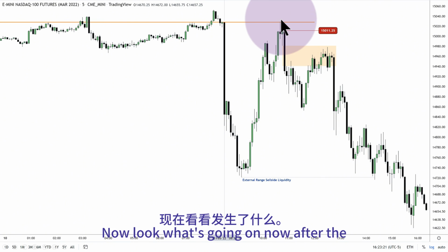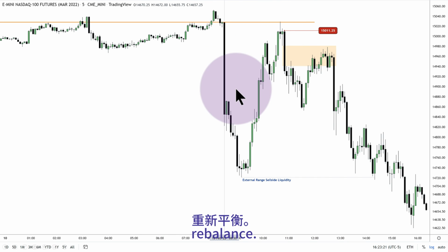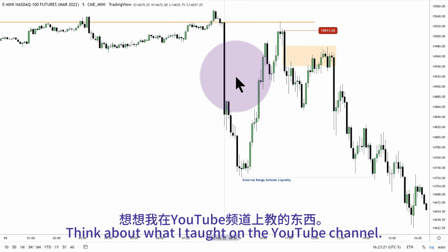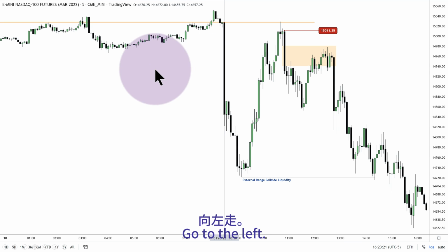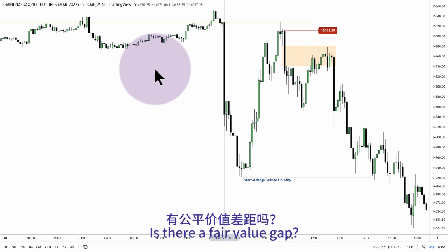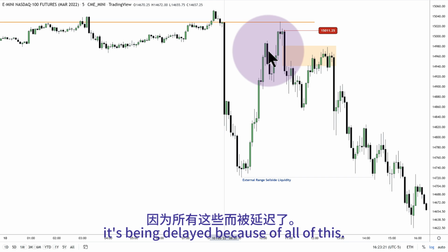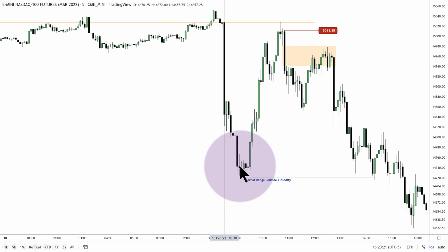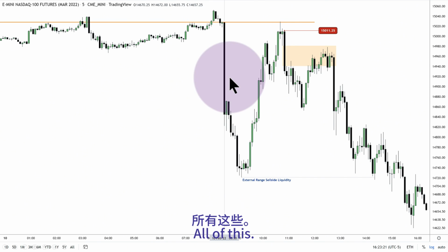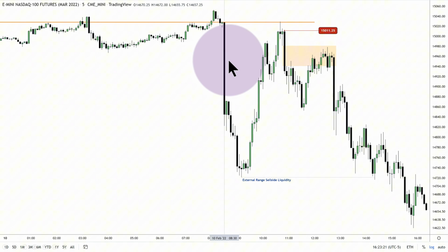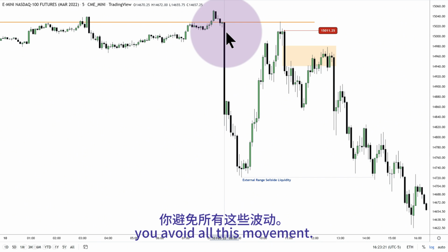Now look what's going on now after the rebalance, okay? Think about what I taught on the YouTube channel. You look at 8:30, go to the left, find a high, find a low, look for the liquidity, think about the daily bias, what's it likely to do, run the stops, look for a shift in market structure, is there a fair value gap, enter, run. Well, here, it's being delayed because of all of this, okay? All of this. So, unless you know what you're doing, you avoid all this movement.